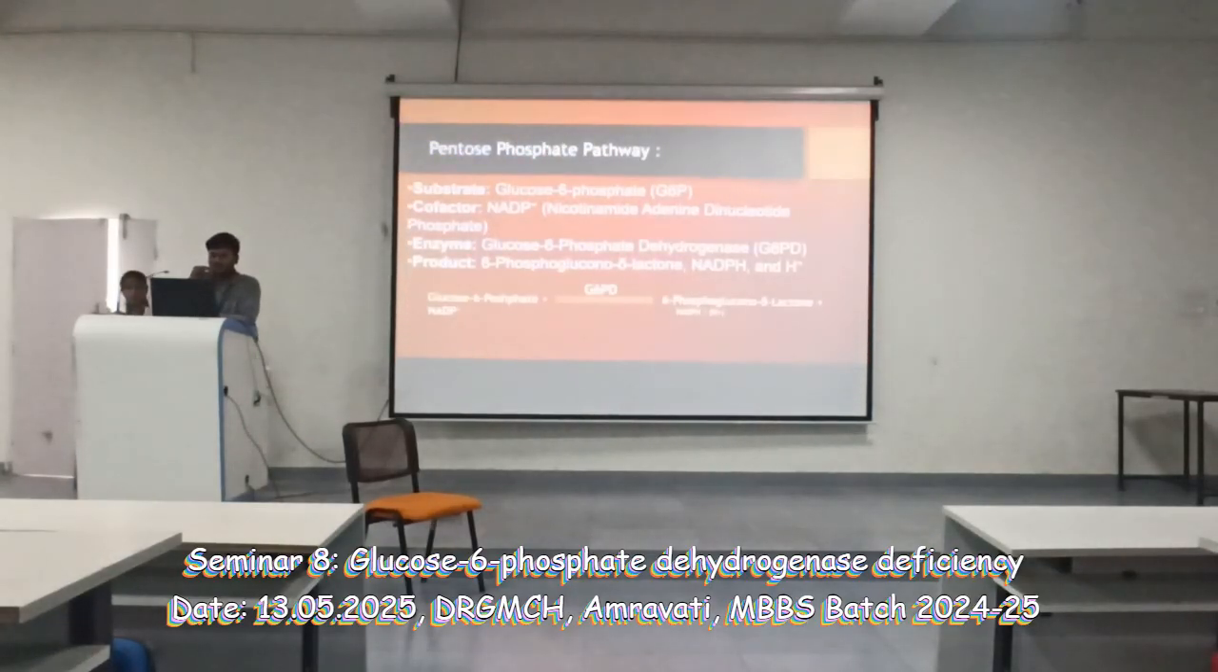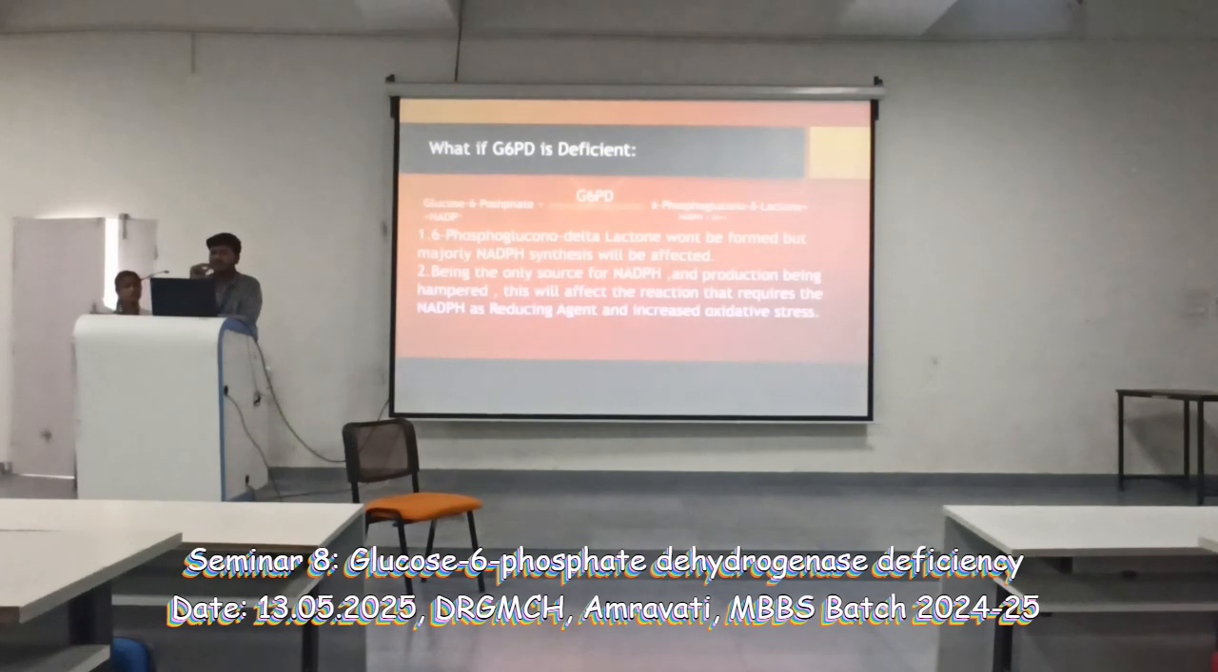In the pentose phosphate pathway, the substrate required is glucose-6-phosphate and the cofactor is NADP plus, which further forms NADPH. The enzyme required is glucose-6-phosphate dehydrogenase and the product formed is 6-phosphoglucono-delta-lactone. What if there is no G6PD present? Then phosphoglucono-delta-lactone will not be formed and NADPH synthesis will be majorly affected.